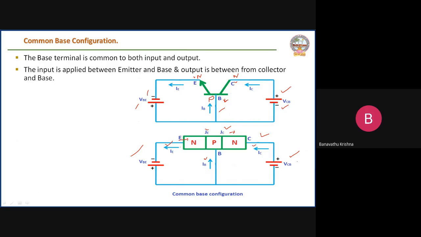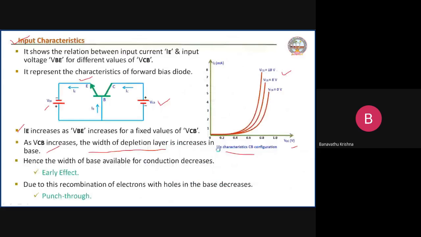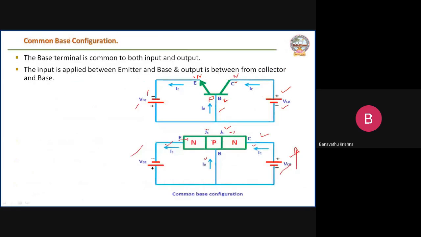Why? Because it is a reverse bias condition. Then the junction JC is going to act as a reverse bias. By increasing this value, the depletion region becomes wider, and then it will affect the base region. How does it affect the base region? The width of the depletion layer in the base increases. So here the width of this depletion layer will increase in the base region.